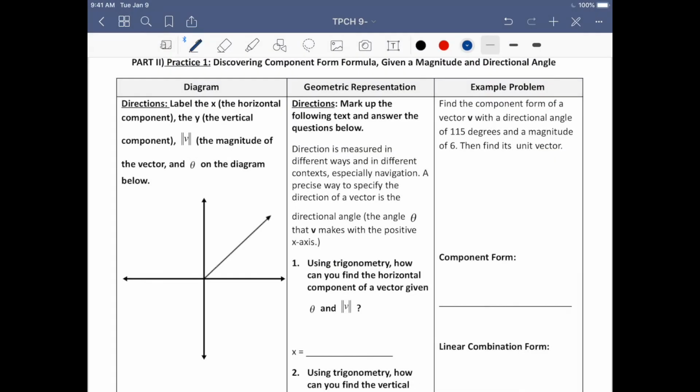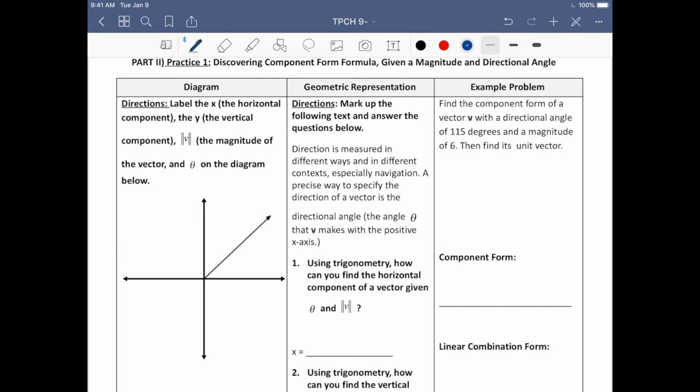So now what we're going to do is figure out the component form formula if we were given a magnitude and a directional angle. So in the diagram column, it says label the x, which is the horizontal component, the y, the vertical component, the magnitude of the vector, and theta on the diagram below.